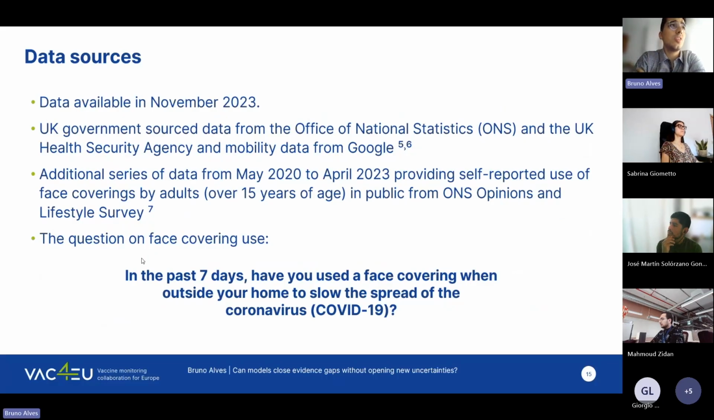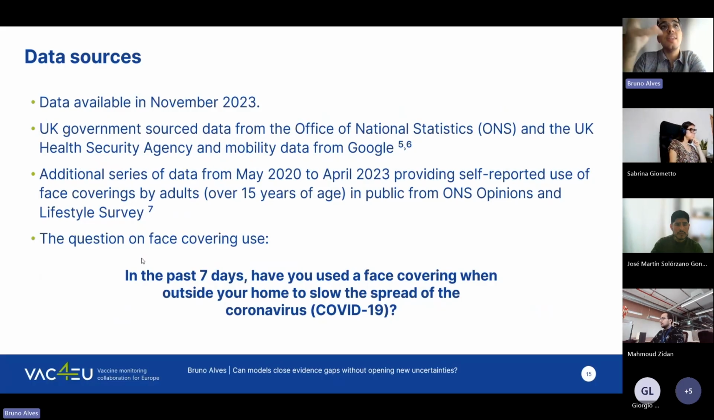Regarding data sources, they use the very same original data that fed the DCM COVID-19 during the pandemic, with data available in November 2023. So we are talking about UK-sourced data from the government, official national data from the Office for National Statistics and the Health Security Agency, and mobility data from Google.